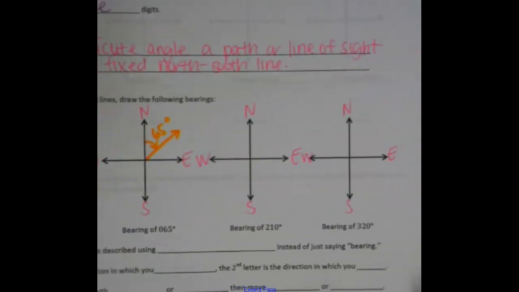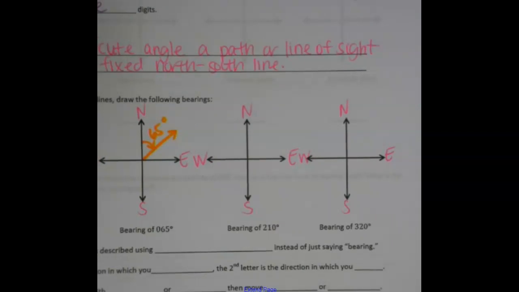Go ahead and do the same thing for 210 and 320. Based on what we've talked about, start with your north line, the north direction, and go clockwise around to figure out where your angle will be.